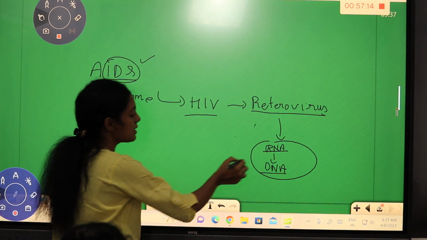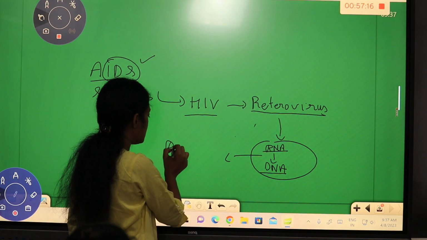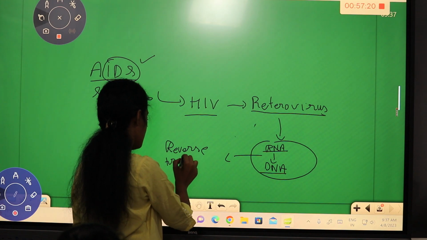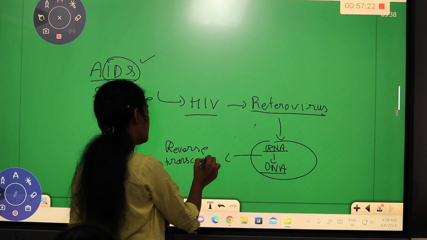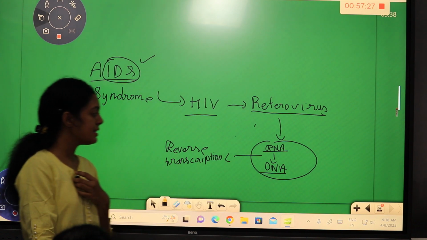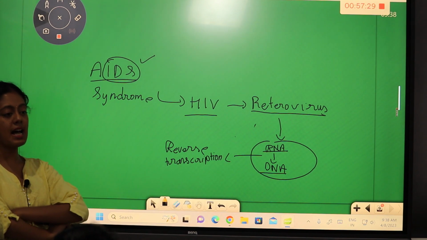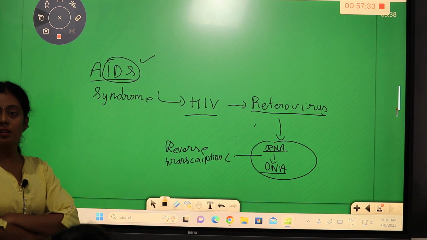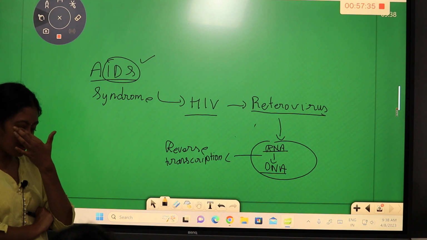So the process of conversion of RNA to DNA is called reverse transcription, and it is caused by an enzyme called reverse transcriptase. Is it clear? All of you understood? That's why we call it a retrovirus.